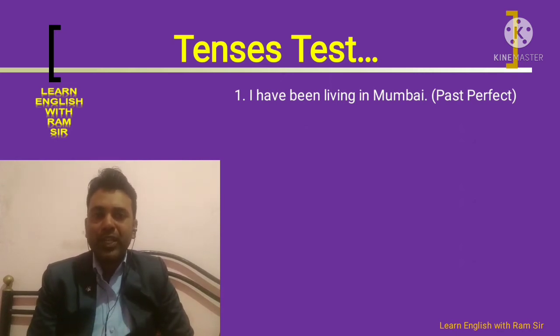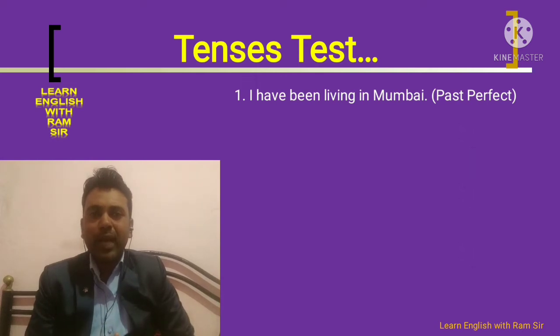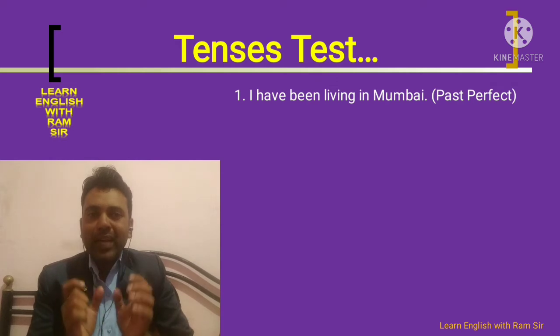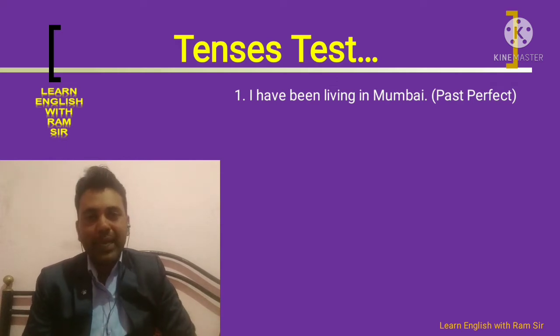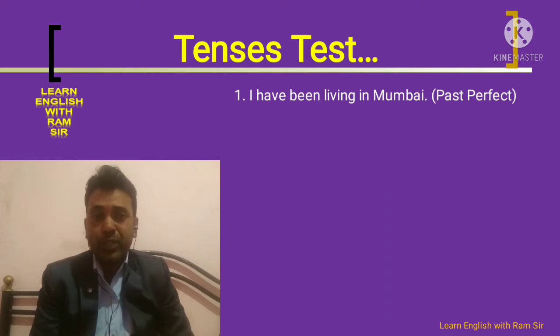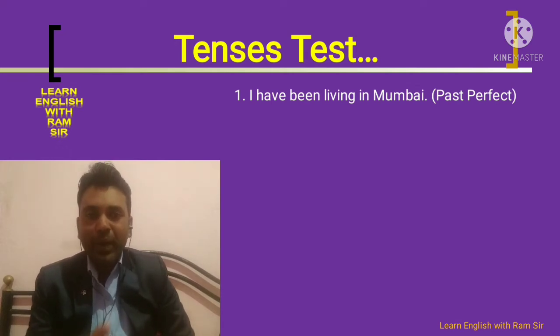ब्रैकेट में जो इंस्ट्रक्शन है उस हिसाब से आपको स्टेटमेंट को कन्वर्ट कर देना है. तो यहाँ पे जो स्टेटमेंट है वो कौन सा है, that I have been living in Mumbai. So here you have to convert this particular statement into past perfect. But before that, tell me what kind of tense is there in our statement.